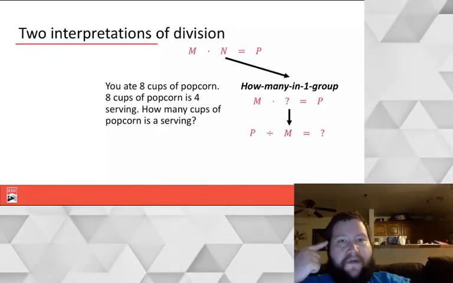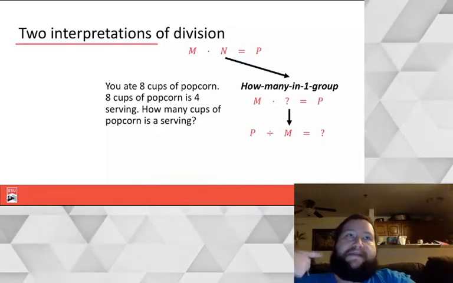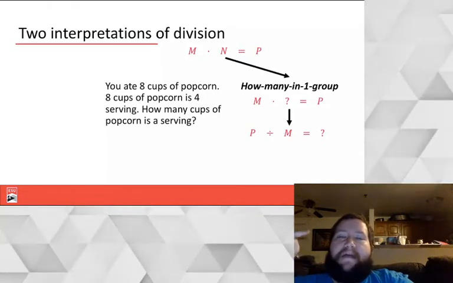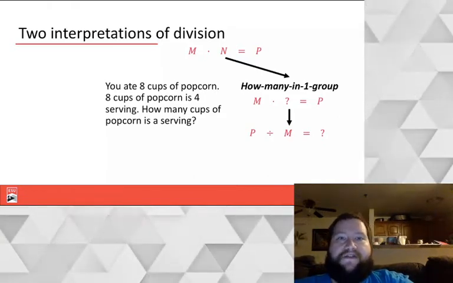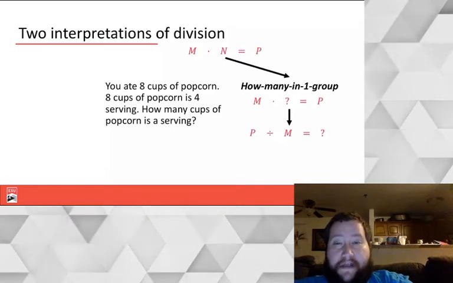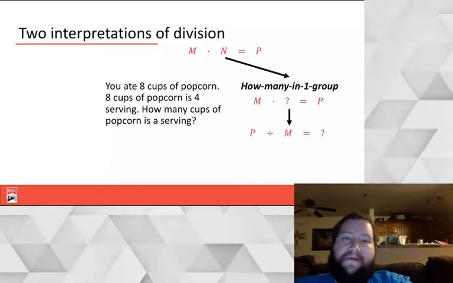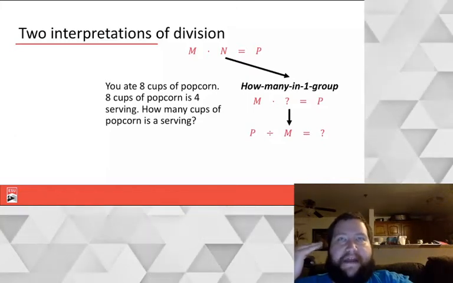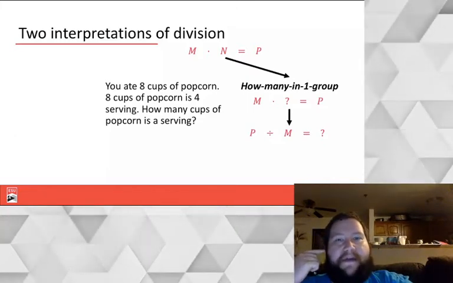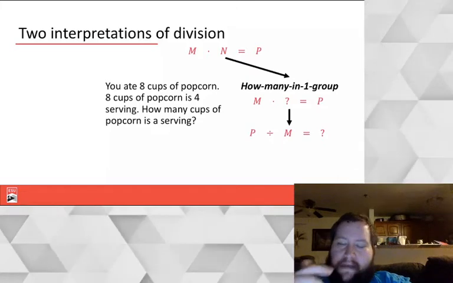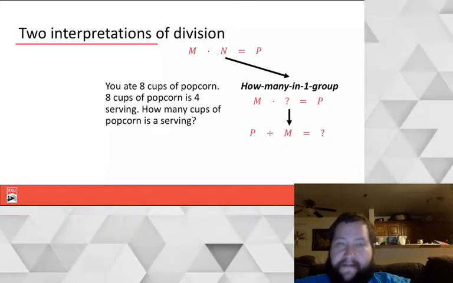So this is an example of this mathematics knowledge for teaching, or pedagogical content knowledge, this really specialized knowledge that we develop as teachers. And so there will be times where I'm going to say something and I'll pause because I'll be like, wait, is that really how many in one group? And in this case, I'm convinced it is.